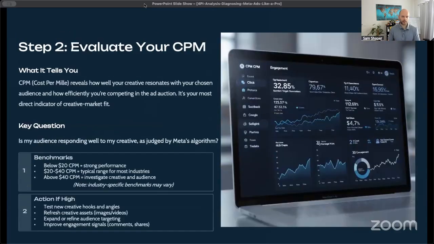So the next step is looking at the CPMs, which also helps us determine where our ad is playing in the funnel. CPM, if you haven't heard of that, is cost per thousand impressions. Essentially, it's how much we are paying to reach people. So if we're paying a $20 CPM, then we're paying $20 to reach 1,000 people.